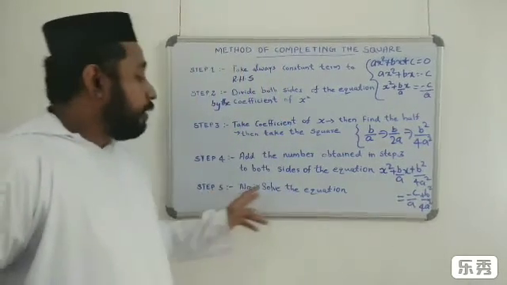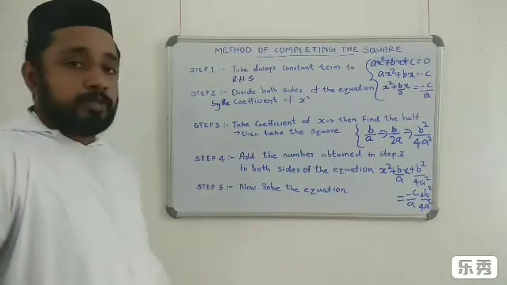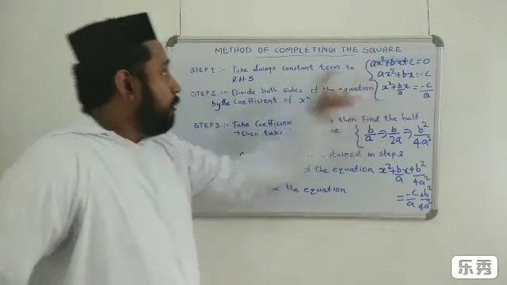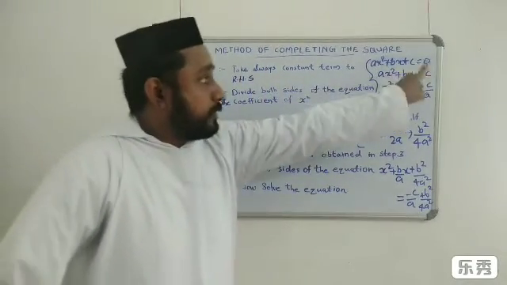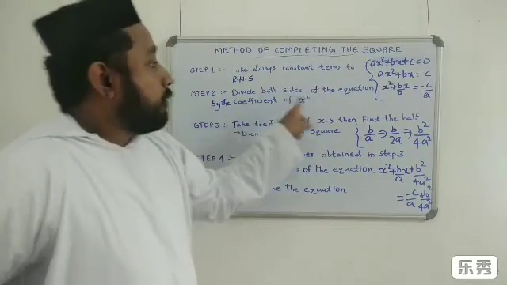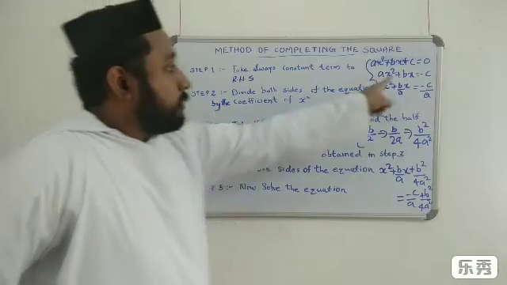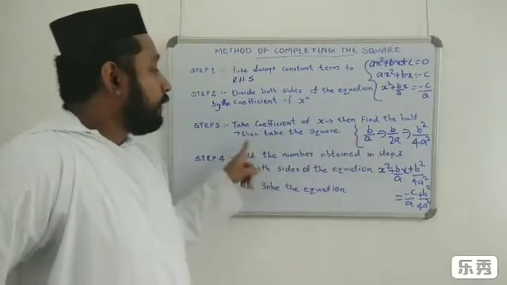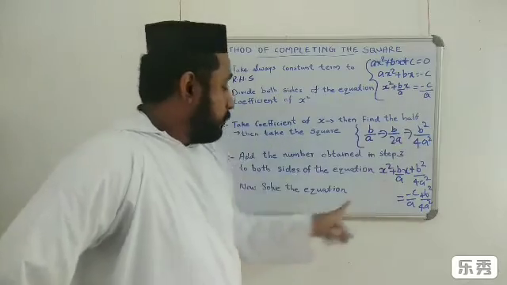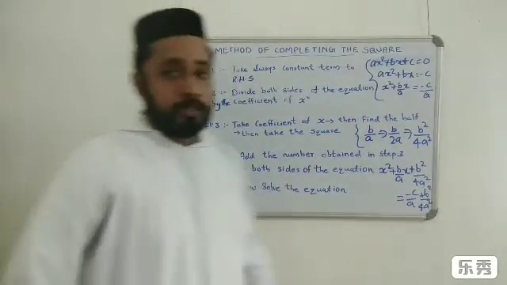Then step 5: now solve the equation. These are the 5 steps to find the root of the quadratic equation by the method of completing the square. First, move the constant to the RHS. The second is to divide both sides of the equation by the coefficient of x². Third, take the coefficient of x, find its half, then take the square. Add this number to the equation, and we get another form. Now solve the equation.